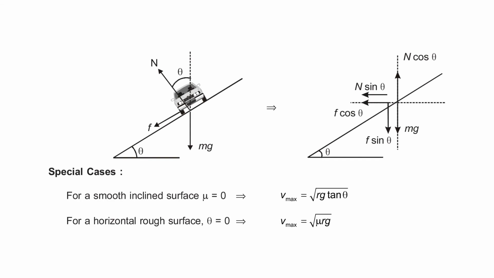Now in special cases, please refer to the image on screen. For a smooth inclined surface, mu is equal to 0. Thus, Vmax is equal to root over (R g tan theta). And for a horizontal rough surface, theta is equal to 0, where Vmax is equal to root over (mu R g).